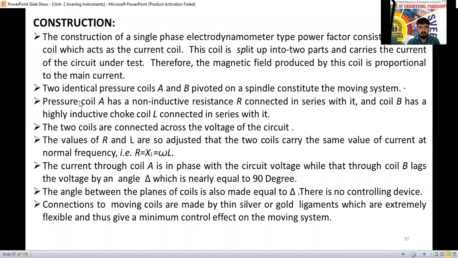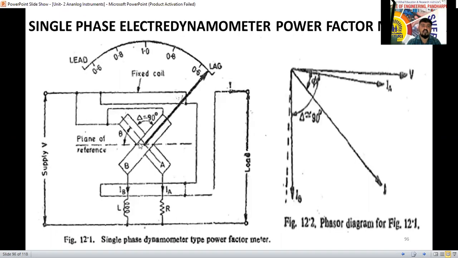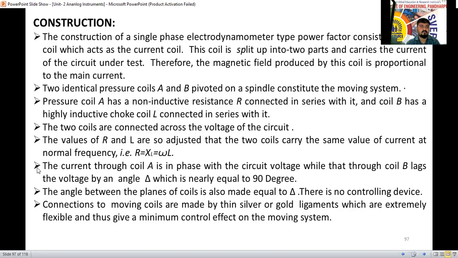Two identical pressure coils A and B are pivoted on the spindle here now. So we are using two moving coils. Both are identical, both have the same number of turns. Identical means the same. That is, one is coil A, another one is coil B. Two identical pressure coils A and B pivoted on a spindle constitute the moving system.